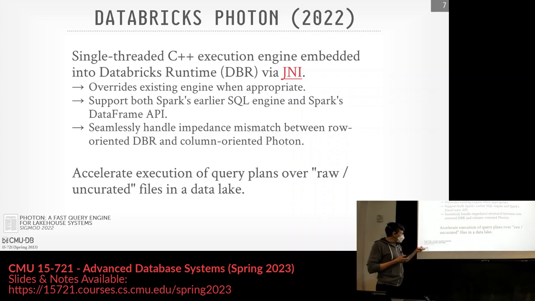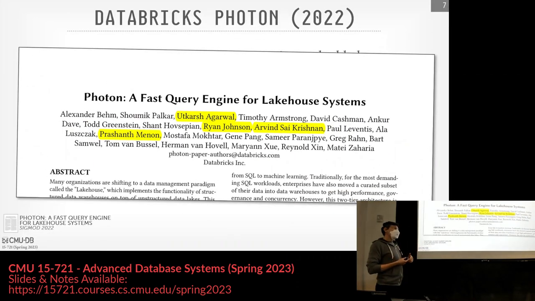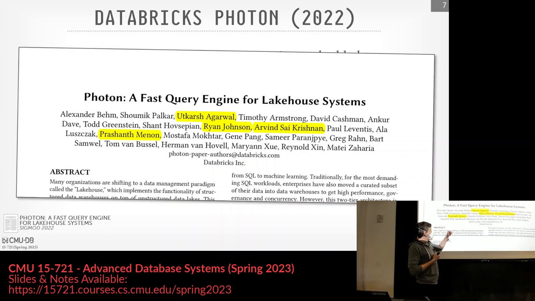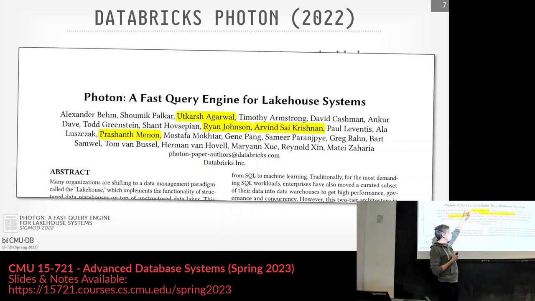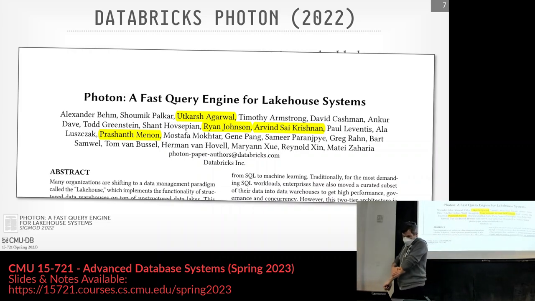I want to point out one thing about this paper, which you guys read for this class. In the author list, there's a lot of CMU people, and a lot of people have taken this class. Prashanth Menon was my PhD student. He took this class and he TA'd the class. Utkarsh and Arvin were master's students here at CMU. They took this class with me. Ryan Johnson actually finished his PhD here at CMU before I started, I think in 2010. Technically I think he took this class, but in 2005, 2006. So there's more people.